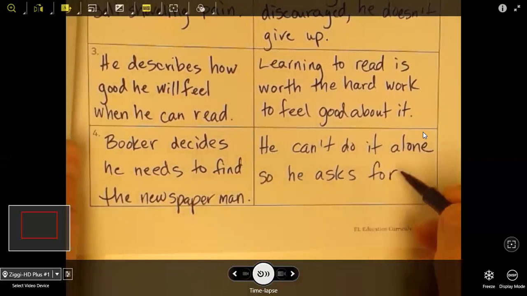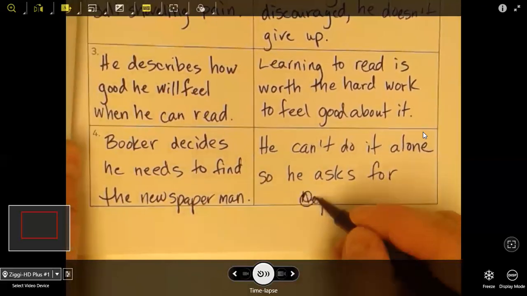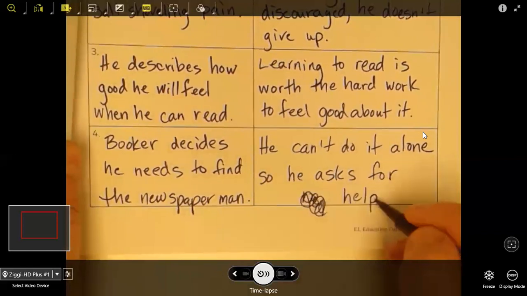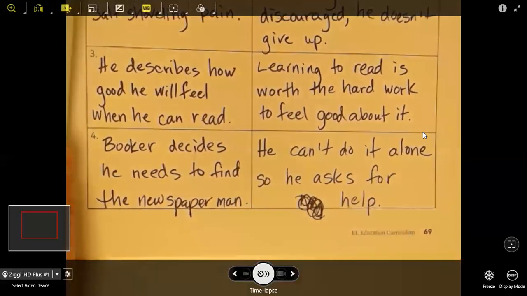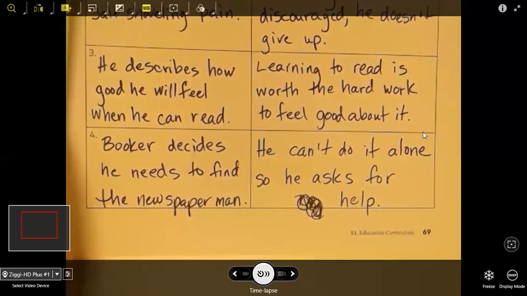So my sentence I just added, oh, there goes Mrs. I was doing so well not making any mistakes, and I just got out of control there. He can't do it alone, so he has to ask for help. Is it okay to ask for help? Yeah. Definitely. It's what you got to do when you can't figure it out. When you've tried your hardest and you can't figure it out, you got to ask for help. Don't give up just because you can't figure it out yourself, right?